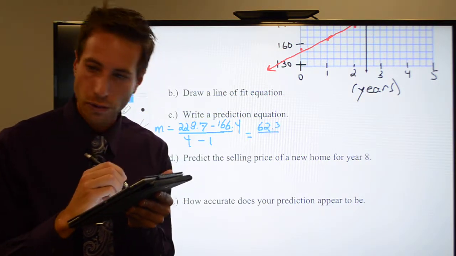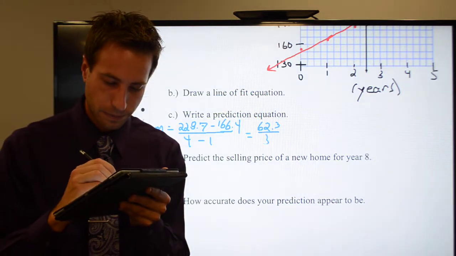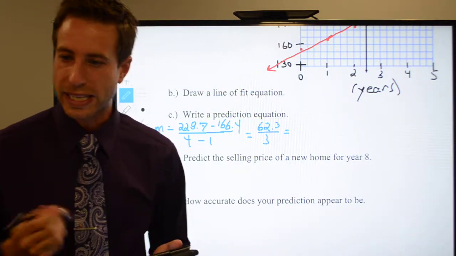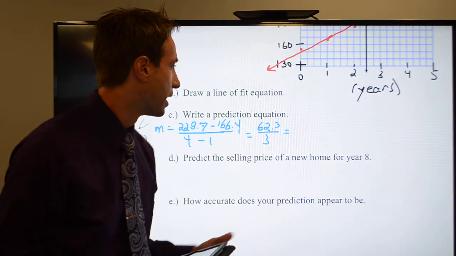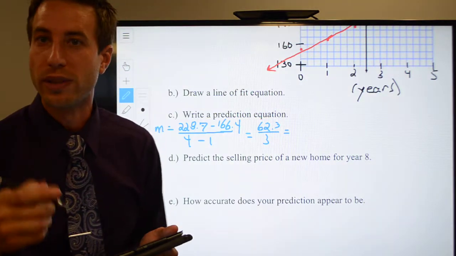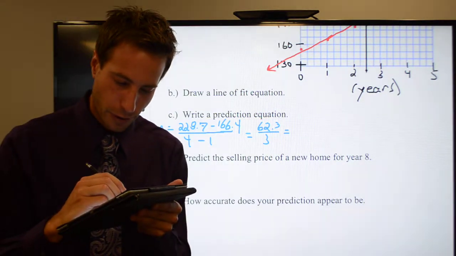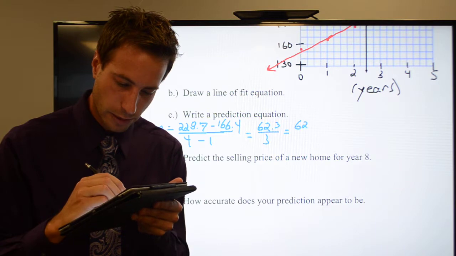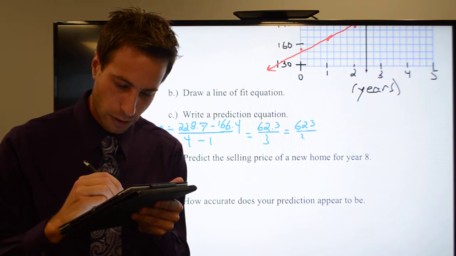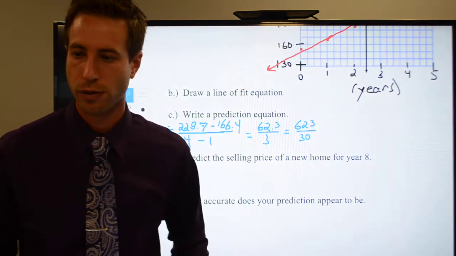62.3 all over 3. Which means that as a fraction, go ahead and multiply top and bottom by 10. You wind up with 623 over 30.